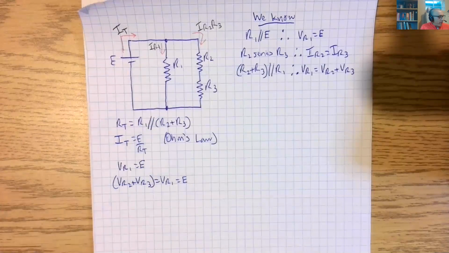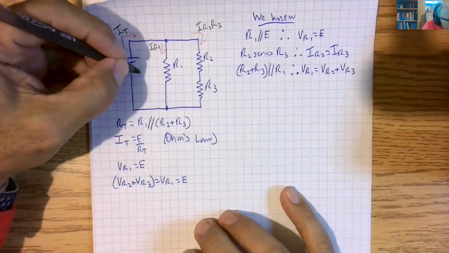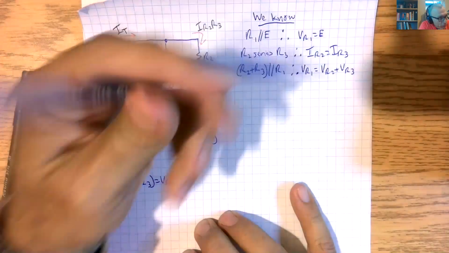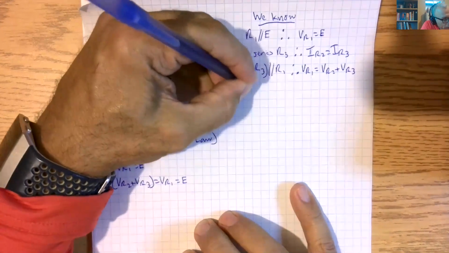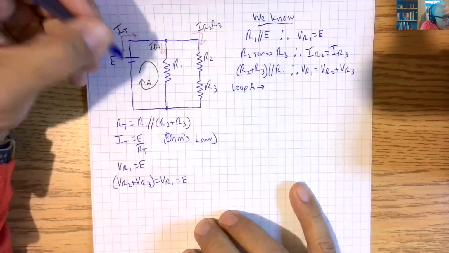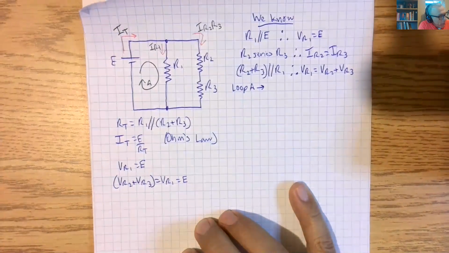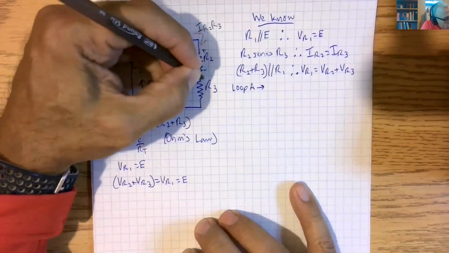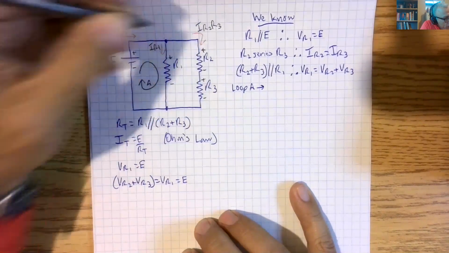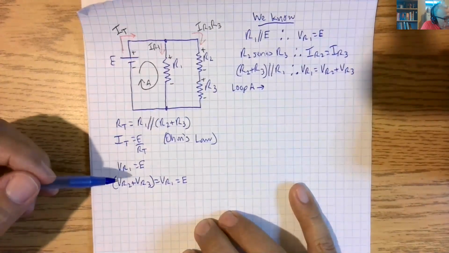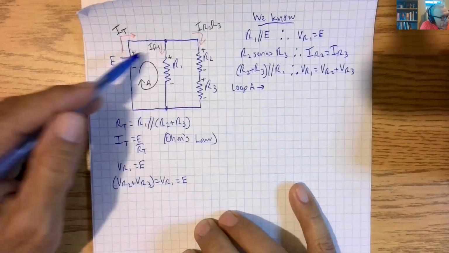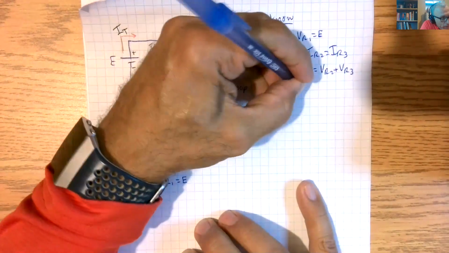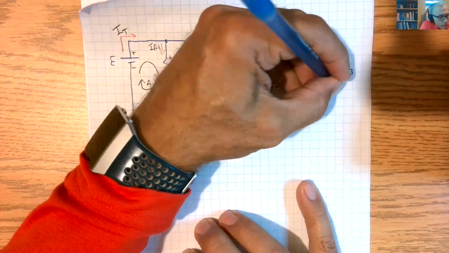Okay? So let's take Kirchhoff's voltage law in here. So let's call this loop A. Okay? So just as we did in the first example, loop A is, I didn't mark the polarities before, plus, positive, negative, positive, negative, positive, negative. Okay? So loop A is that E minus VR1 is equal to 0. And that is Kirchhoff's voltage law.